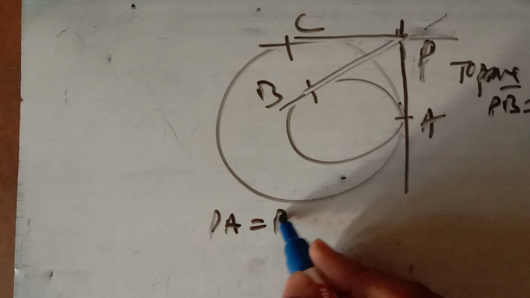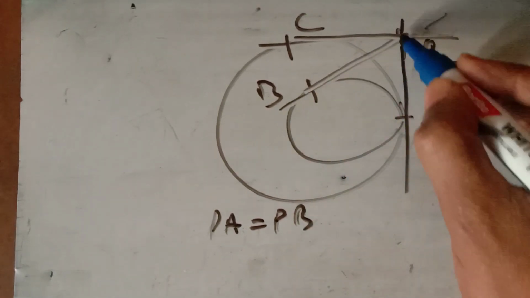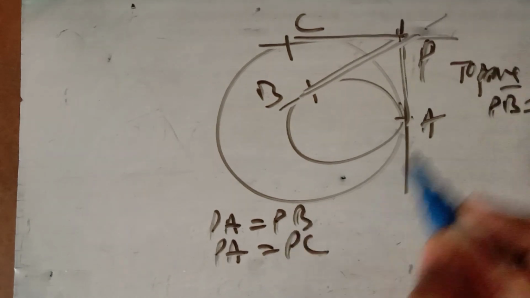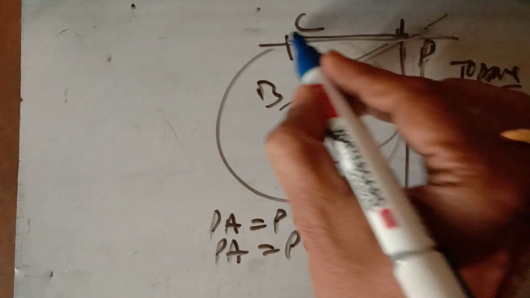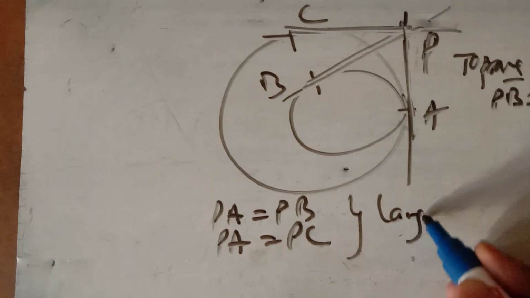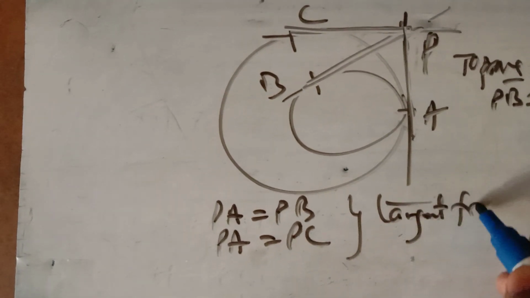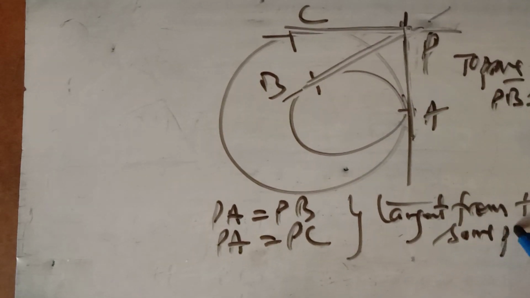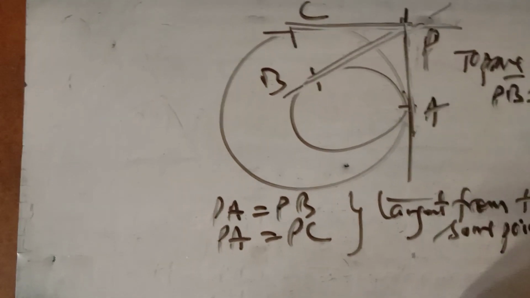PA will be equal to PB, since these are tangents from the same point to the smaller circle. Similarly, PA is equal to PC, since these are tangents from the same point to the larger circle. Tangents from the same point are equal.